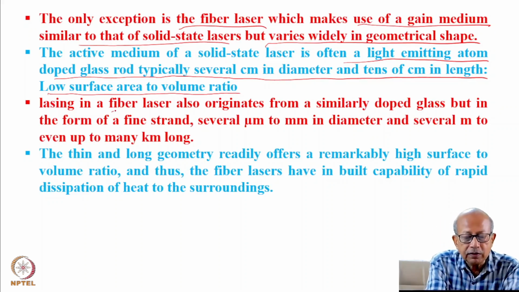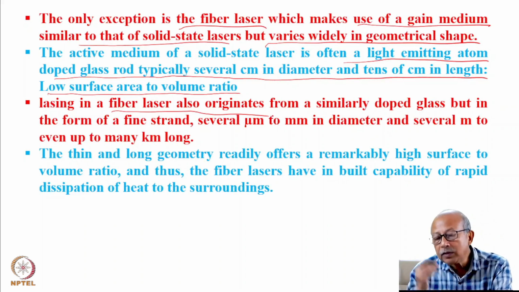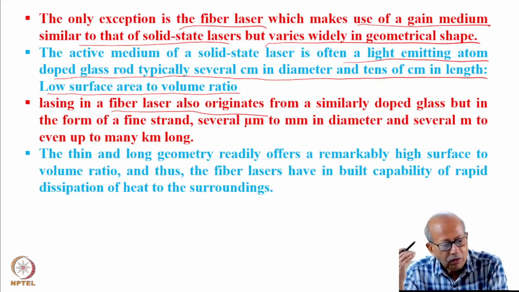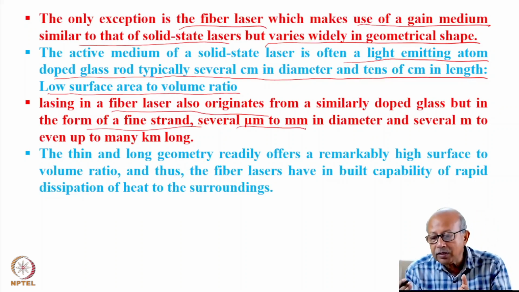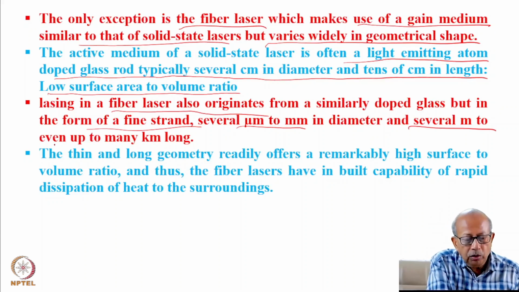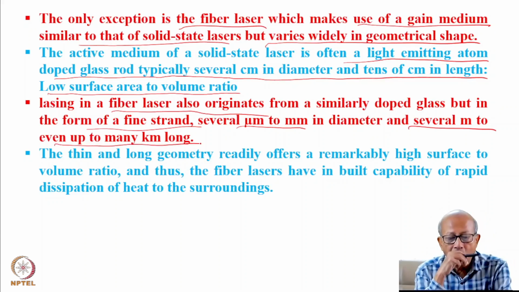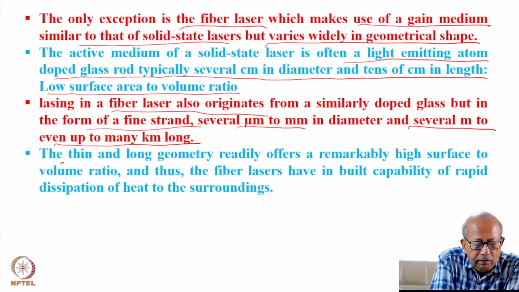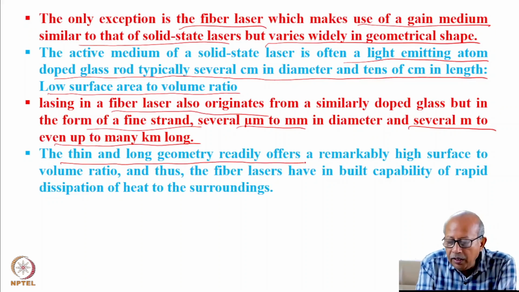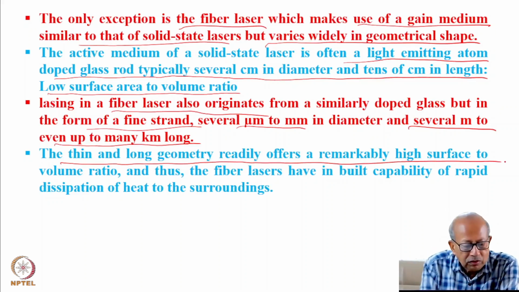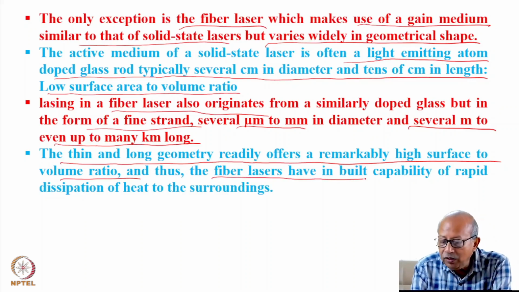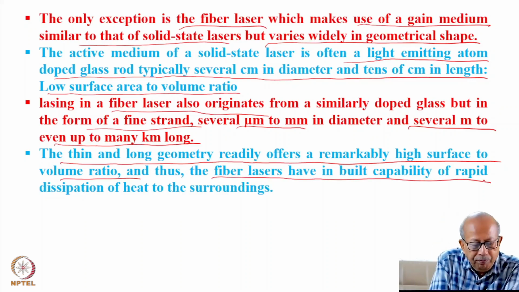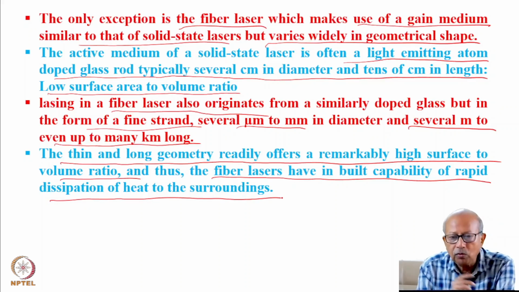Lasing in a fiber laser also originates from a similarly doped glass, but in the form of a fine strand, several micrometers to millimeters in diameter and several meters to even many kilometers long. The thin and long geometry readily offers a remarkably high surface to volume ratio, and thus the fiber laser has an inbuilt capability of rapid dissipation of heat to the surroundings.